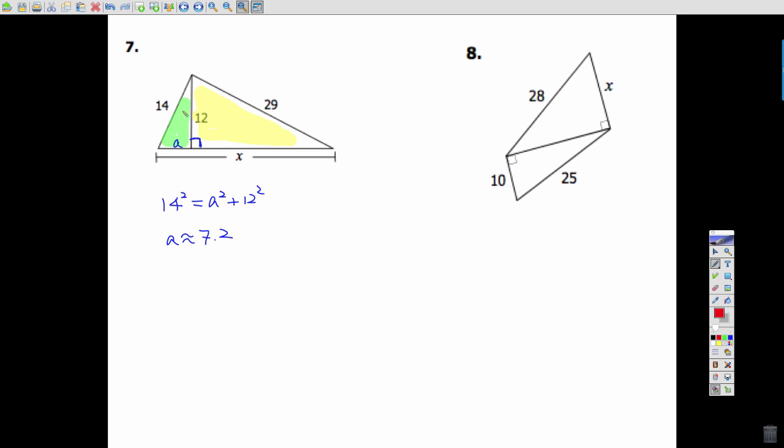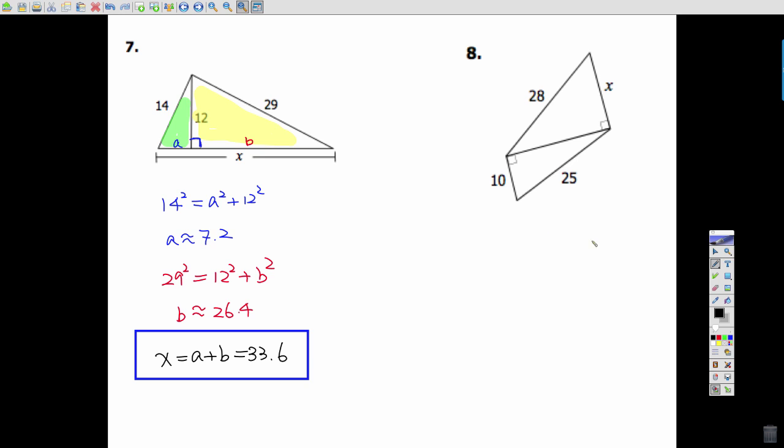Now let me change my color to red. In the yellow part, I also have the hypotenuse and I have the leg, so I can find B. The setup would be 29 squared, the hypotenuse, equals A squared, which is 12 squared, plus B squared. And my B, excuse me, would come out to be approximately 26.4. So now I can say my X obviously equals A plus B. So my X would equal approximately 33 plus 6. That's the way to solve this. In other words, look for the smaller triangles and then just add them together.